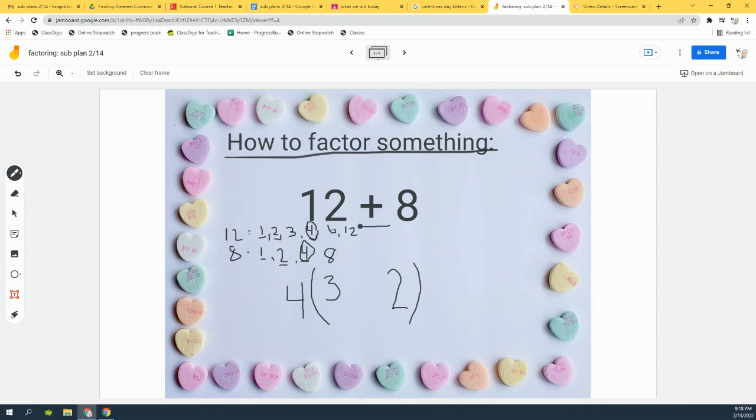What is the operation in the original expression? Adding. So we're going to add down below. So we took 12 plus 8 and factored it into 4 times 3 plus 2. If we want to check our work, we can use the distributive property. 4 times 3 gives us 12. 4 times 2 gives us 8. And we're adding. So we can check our factor work by the distributive property.